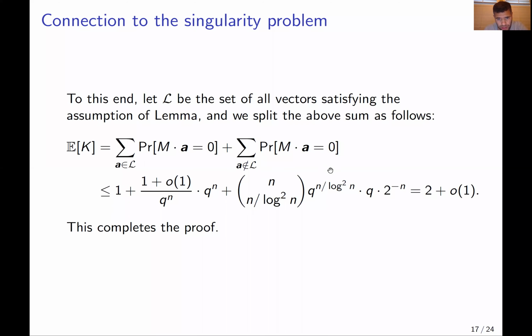But let's count how many such vectors exist. You need to choose at most n over log square n many coordinates, or rather their complement, so basically I want to choose n minus n over log square n many coordinates that will be constant. This is times q because you decide which constant to put there. And in the rest, just do whatever you want, it's q to the n over log square n. And the nice observation here is that if q is polynomial, then q to the n over log square n is sub-exponential, and also n choose n over log square n is sub-exponential. So 2 to the minus n just kills it. Okay, so we get that the expectation of k is at most 2 plus little o of 1, and this completes the proof.